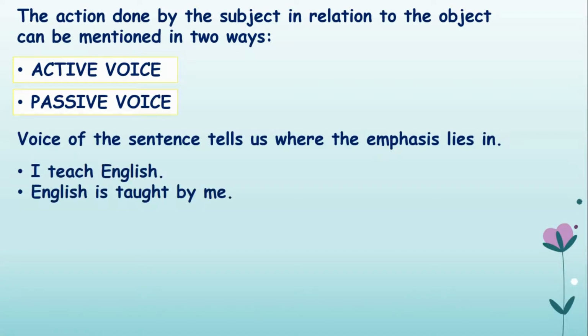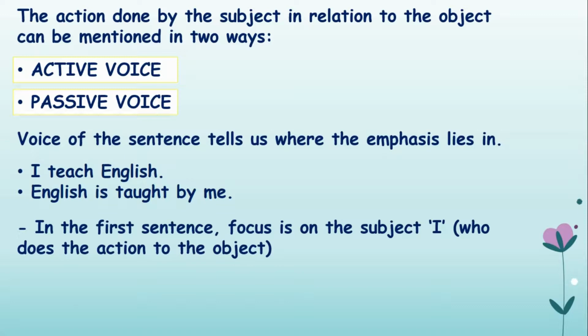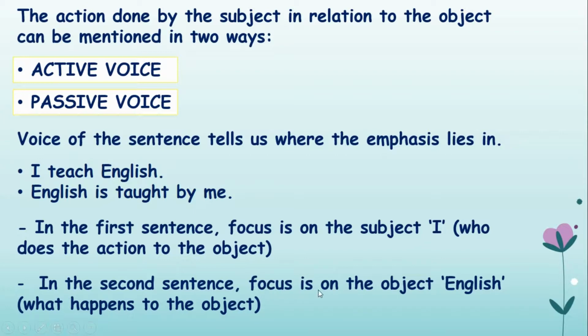I teach English. English is taught by me. Meaning is one and the same. In the first sentence, focus is on the subject, I, who does the action to the object. In the second sentence, focus is on the object, English. What happens to the object? Passive voice tells us about the work done, which is important. It emphasizes the work rather than who does it.